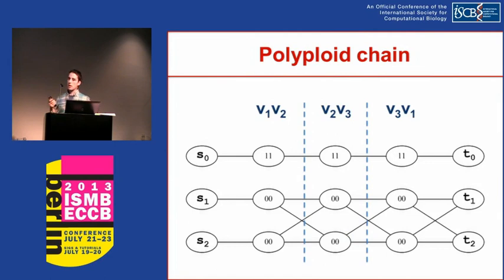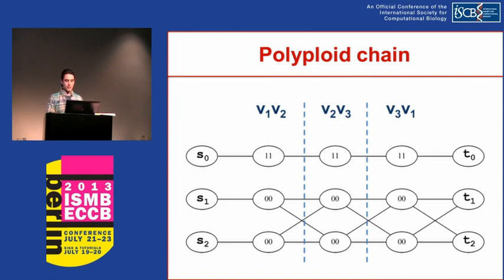So this is the polyploid chain graph. It's the same as the chain graph before, only instead of having that cycle edge, we removed it and just added a source and a sink. So now a valid haplotype is a path from one source to the corresponding sink. And what we're going to look for is k disjoint paths in this graph. In general, the k disjoint paths problem is difficult to compute efficiently. But because we have a special structure here, called a trellis graph, we can do this very efficiently.